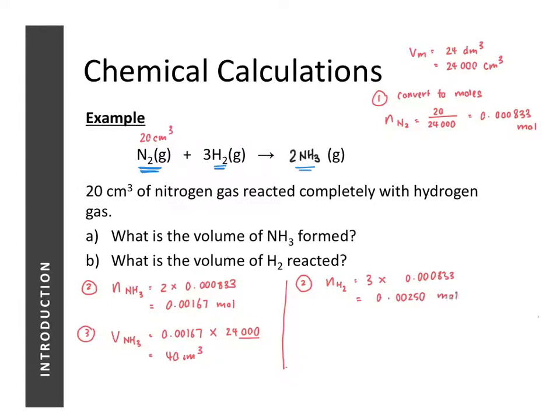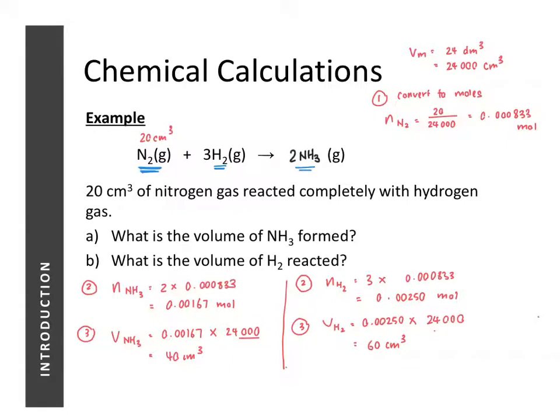Okay, then step number 3 is the same. We need to convert from moles. Now we need to find volume of hydrogen, so we take number of moles multiplied by 24 dm³. That will give us 60 cm³. Okay, so this is another example of how the 3C approach can be used to solve a chemical calculation question. However, as mentioned, there is actually a shortcut to solving this question.